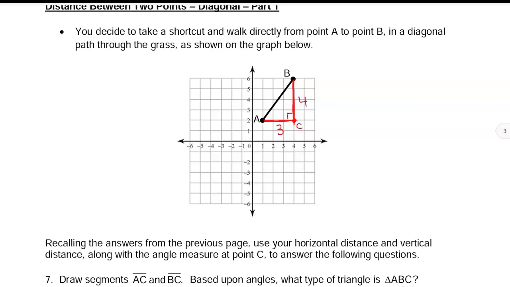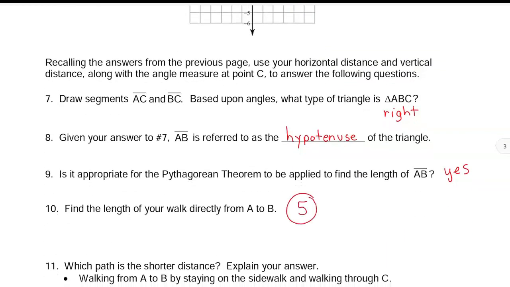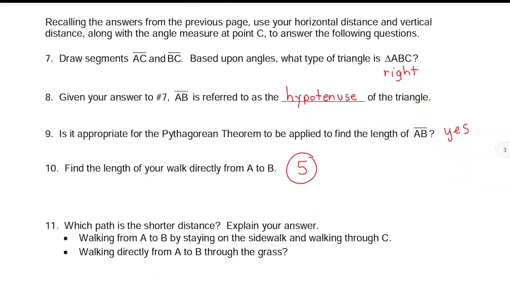And we learned about a right triangle with legs of 3 and 4. The hypotenuse then is 5. So the length of AB is 5. Which path was shorter? If you walk from A to B by staying on the sidewalk, or when you walk directly from A to B through the grass? I hope you said the second one.